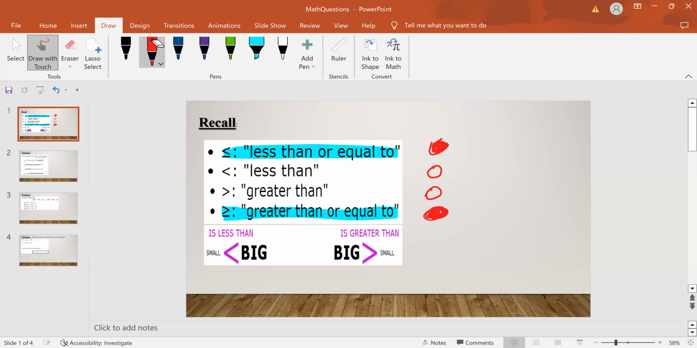Also understand that with a less than symbol, what you have on the left side is smaller than what you have on the right side. Same thing for the bigger than symbol: what you have on the left side is greater than what you have on the right side.